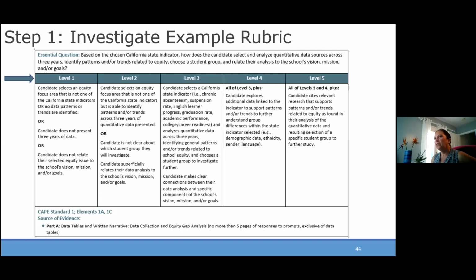Level 2, the constructs there typically are responses that are minimal, that are limited in nature. So here in this case, the candidate selects an equity focus that is not one of the indicators, but they are able to identify patterns or trends across 3 years of quantitative data. So they're kind of partially doing what was asked, or the candidate's not clear about which student group they will investigate. Candidate superficially relates their data to the school's vision, mission, or goals. So that it's not a clear response. It's a minimal response. Things are not aligned or tied together. Things don't make sense. That's often what we see in a level 2.